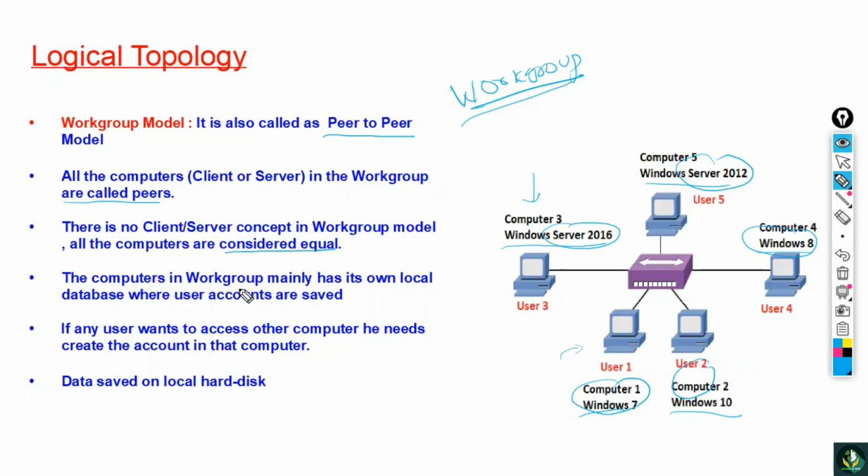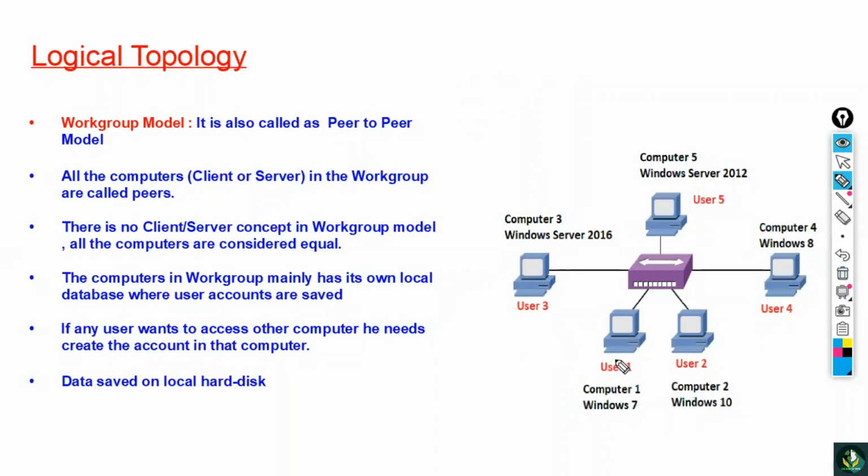The computers in a work group mainly have their own local database where user accounts are saved. So guys, in the work group model, all the computers save the username and password in the local database. Let us say on computer 1, user 1 is sitting and using this computer. Let us say you have created the user 1 account and the password is 123. You have created the user account for this user 1. So this username will be saved in the local database of this computer.